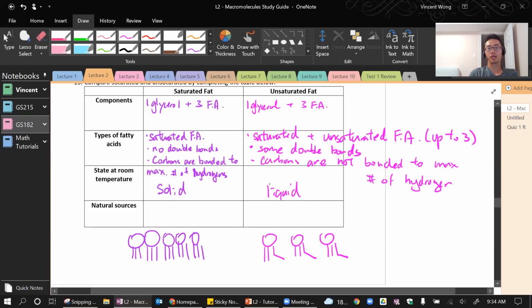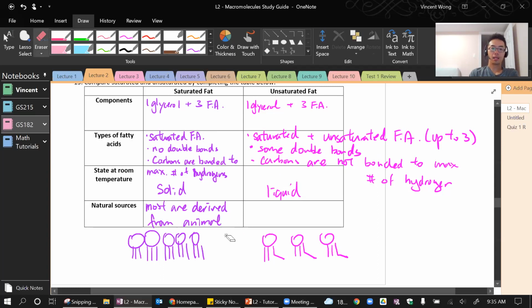So canola oil, olive oil, all those things are liquid at room temperature. As for natural sources, most saturated fat is derived from animals.